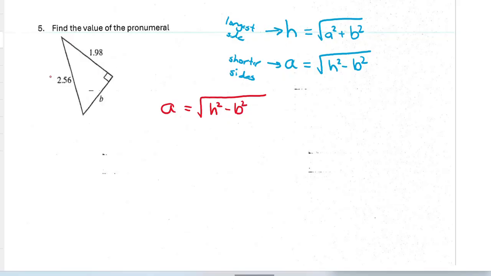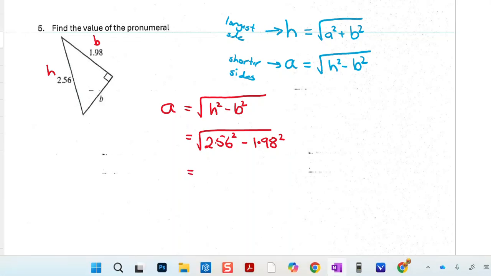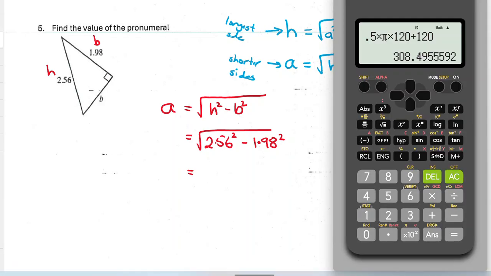Subbing in, the hypotenuse is the longest side, the 2.56, and the b will be the other side that's there. So that will be square root of 2.56 squared minus 1.98 squared. And then put that in your calculator. Equals, so because there were 2 decimal places in my question, I'm going to do 2 decimal places, which is 1.62.